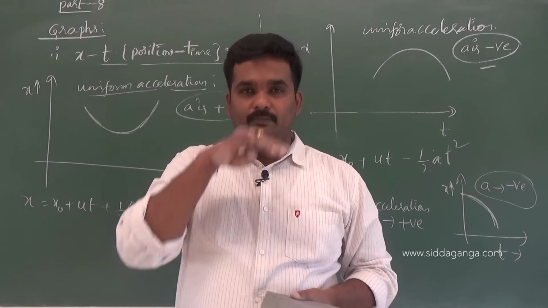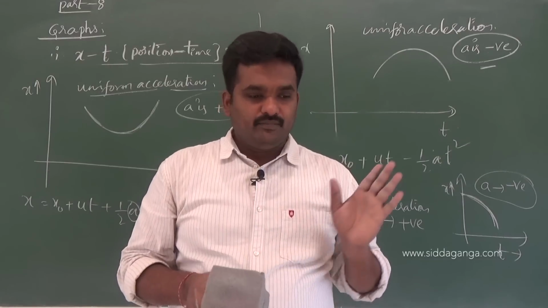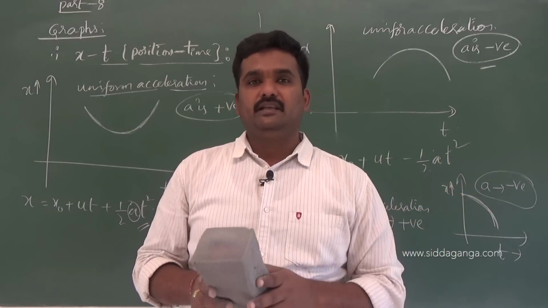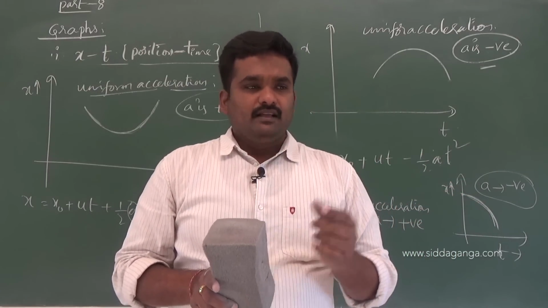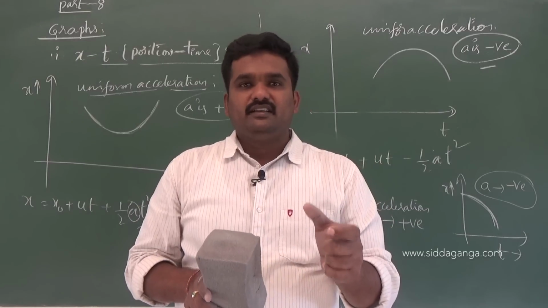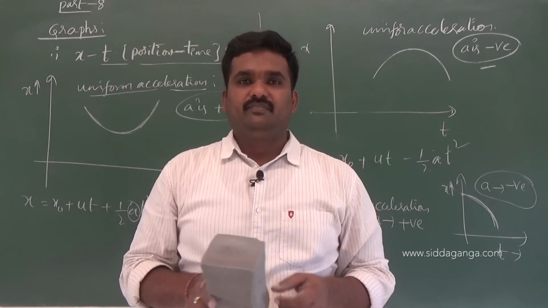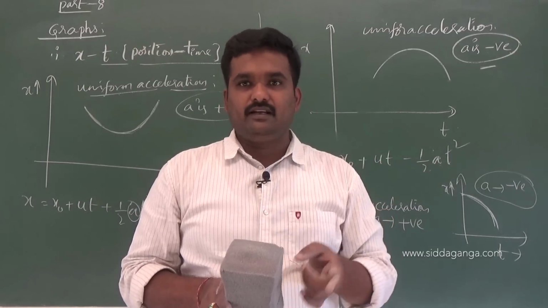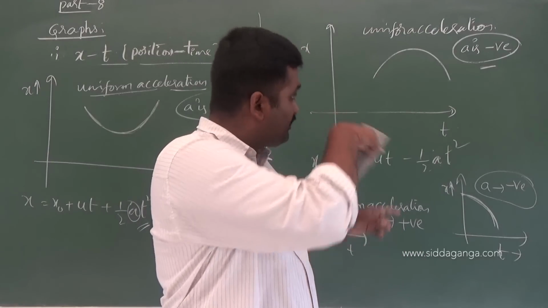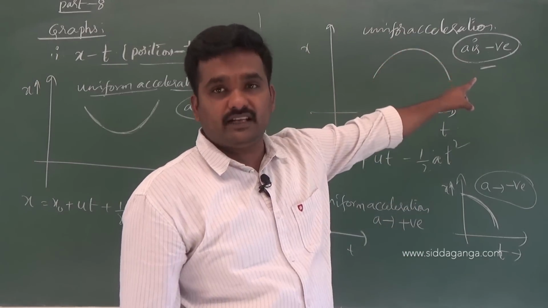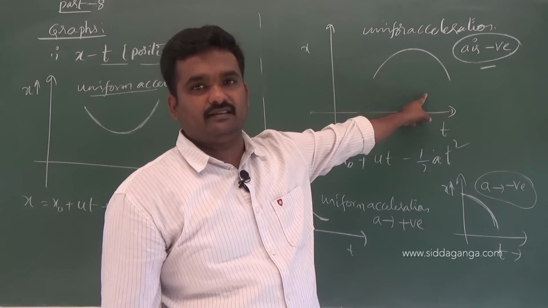Brakes have been applied uniformly, so that the vehicle is retarding uniformly. Meaning, its speed is reducing equally in equal intervals of time. Reduction of speed is equal in equal intervals of time. That's why it is said to be uniform acceleration but with the negative sign, uniform retardation you can say.